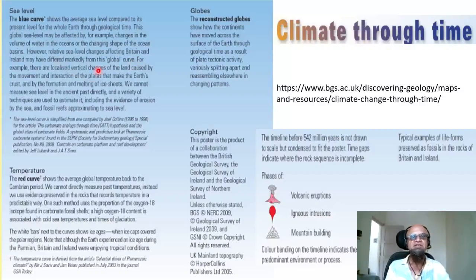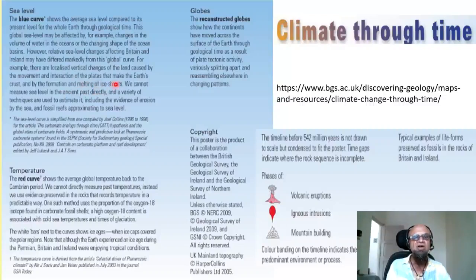However, relative sea level changes affecting Britain and Ireland may have differed markedly from this global curve, which means global sea level is not like a bathtub that is rising everywhere, as we will see in a podcast later. Because there are winds and because Earth is rotating, it will have some highs and some lows that are very local. But the global mean sea level tells you something. If it is going up, that means you are accumulating energy because you are either melting glaciers and putting it into the ocean again, or you are warming and expanding the waters. Okay, so that's something to keep in mind.